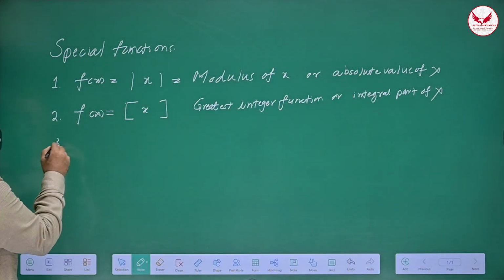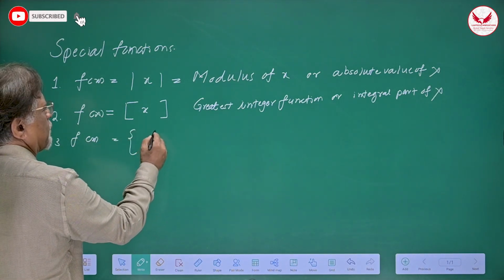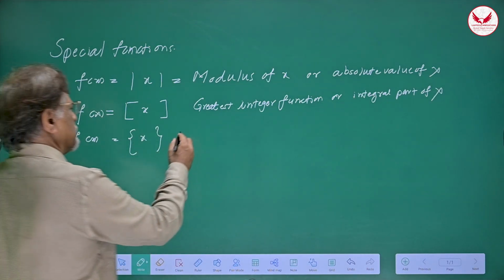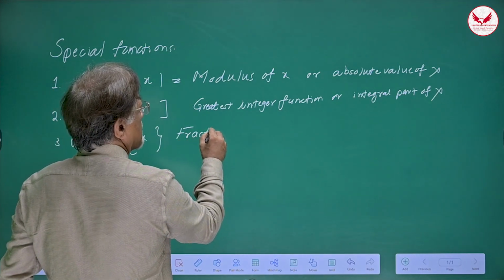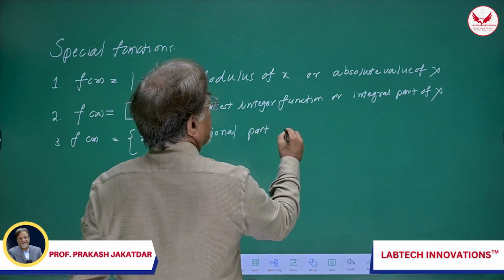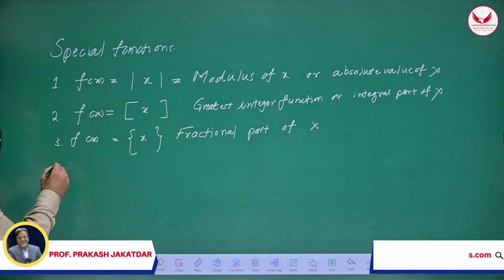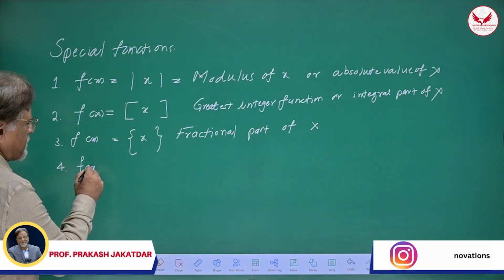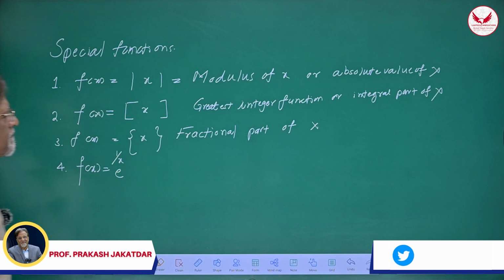Now there is a third function, and that is always denoted by a curly bracket, and x is enclosed in a curly bracket. So this is called fractional part of x. Okay. And the fourth function, whose behavior is exceptionally different than other functions, is called f(x) = e^(1/x), e raised to 1 upon x.